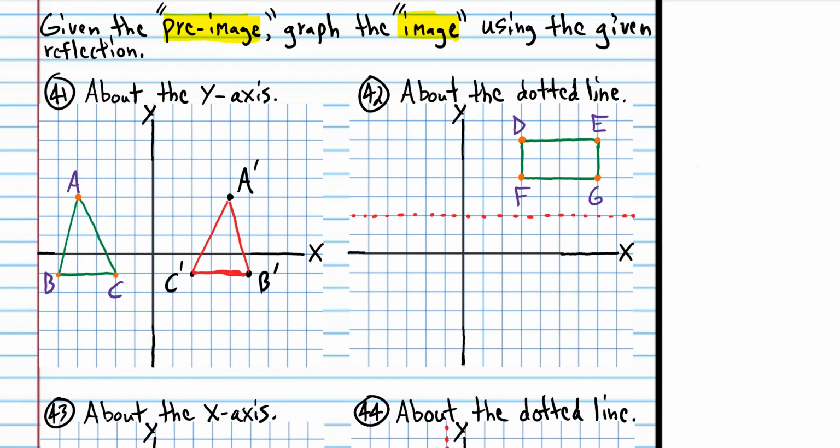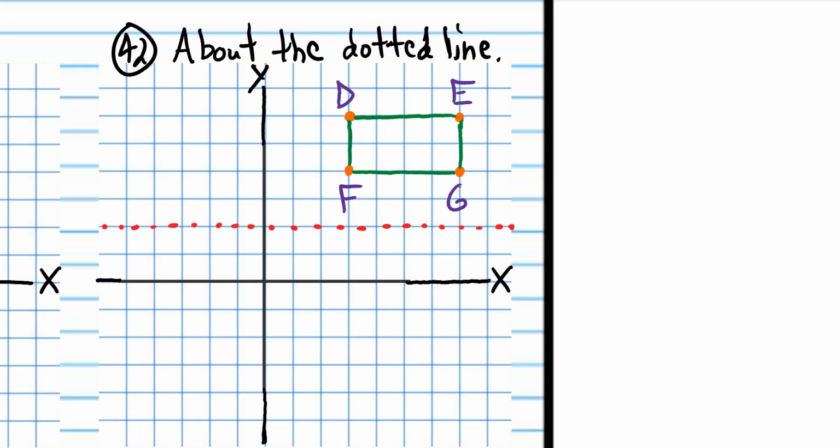So what we're going to do is count F. F is 1, 2 units to the dotted line. So we have to go 1, 2 units past the dotted line. So that point there is going to be F prime. Same thing with G, 1, 2, so we have to go 1, 2 past, and that gives us G prime. And then E is 1, 2, 3, 4, so we're going to have to go 1, 2, 3, 4 past.